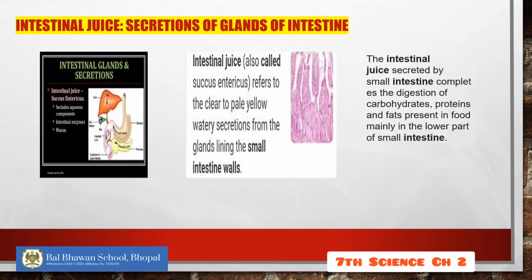Now coming to the intestinal juice, it is the secretion of the glands which are found in the small intestine. The other name of intestinal juice is succus entericus. Basically it is a clear yellow colored watery secretion which is produced from the glands lining the wall of the small intestine. Now this intestinal juice completes the process of digestion of carbohydrate, protein and fats mainly in the lower part of the small intestine.